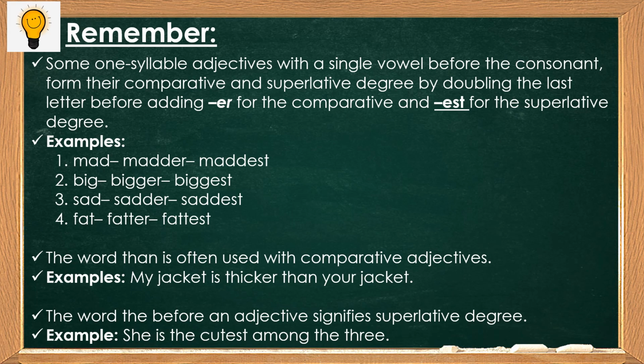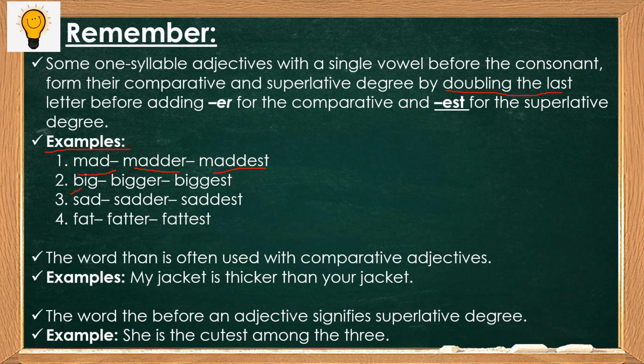The first one is some one-syllable adjectives with a single vowel before the consonant form their comparative and superlative degree by doubling the last letter before adding er for the comparative and est for the superlative. Okay, so let's look at the given examples. We have mad, madder, and maddest. So you can see the last letter is being doubled. So don't forget to look at their spelling, okay?